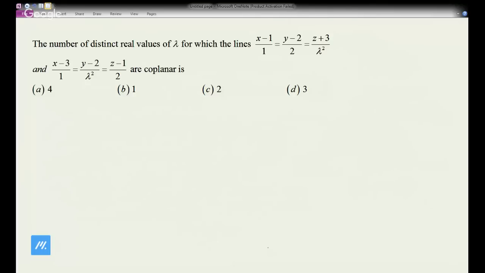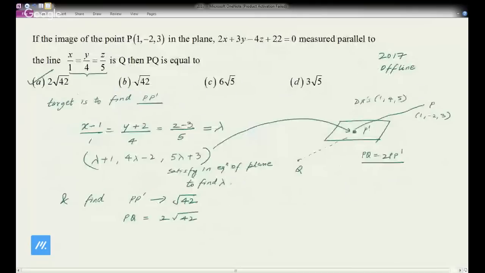2016 paper 2. Let's solve this. 2016 online day 2 paper. Now it says number of distinct real values of lambda for which the line this and this are coplanar. Simple problem. I told you coplanar conditions are important. Notice. So now just think of where I'm heading to.